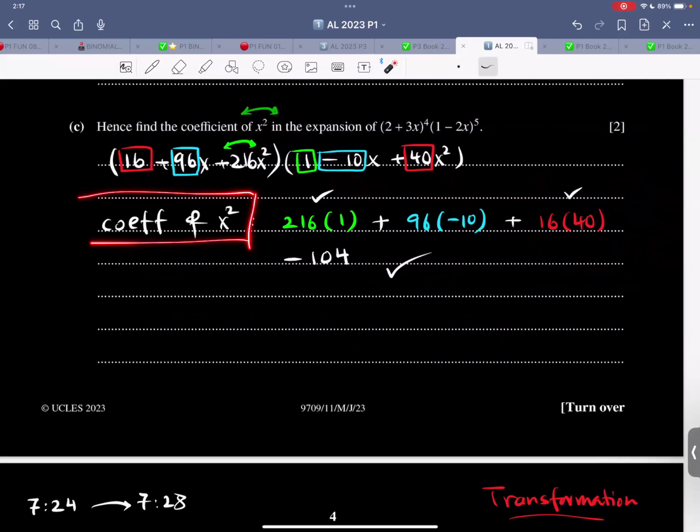So right over here, coefficient of x square, again, show all essential working. Whatever I do, that is essential. Multiply the green with the green, the blue with the blue, the red with the red, add it up, you get negative 104. That's how 6 marks are obtained.